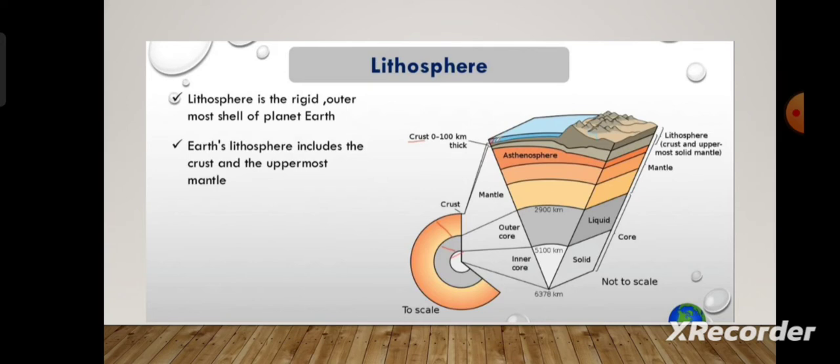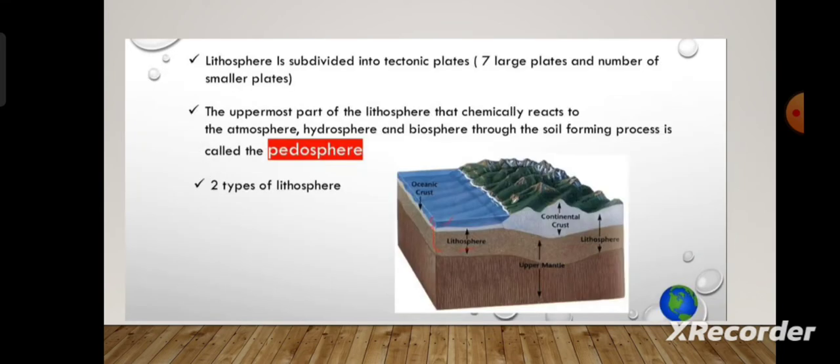So the lithosphere is the outer layer of our earth that includes the crust and the solid part of the mantle, and the lithosphere interacts with the atmosphere, hydrosphere, and biosphere to form one more sphere that is called the pedosphere. The lithosphere interacts with the atmosphere, hydrosphere, and biosphere and forms the pedosphere.